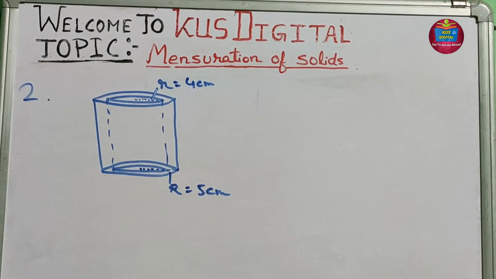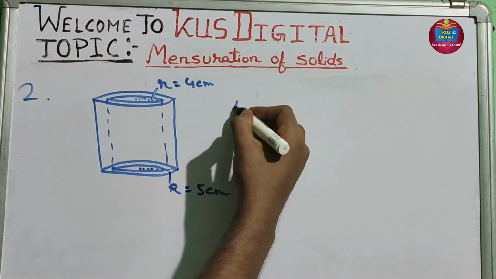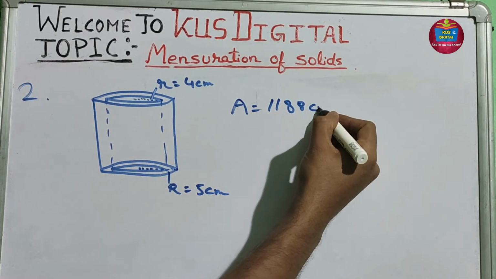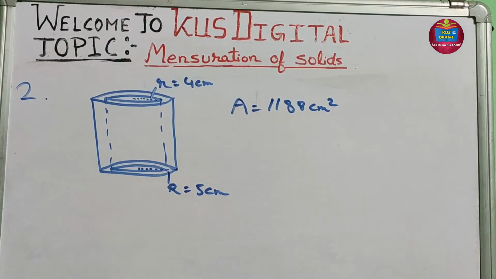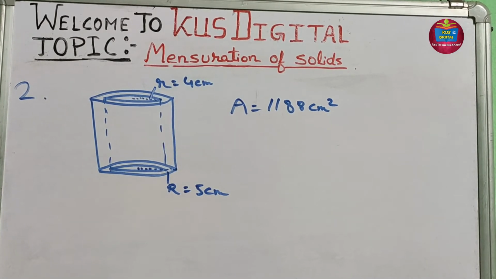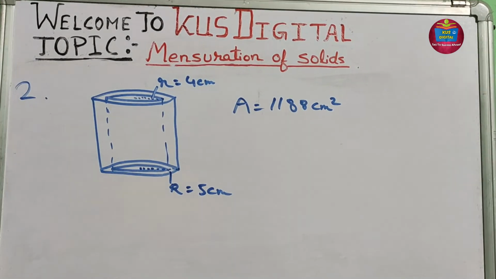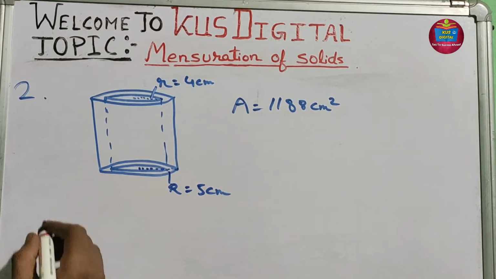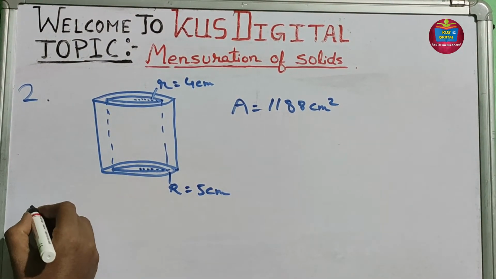Okay, now the surface area is given. The surface area of the cylinder is 1188 centimeter square. Surface area is 1188 centimeter square. Okay, so we have to find out the height. So first of all, the formula of whole surface area of a hollow cylinder, I write it down here.